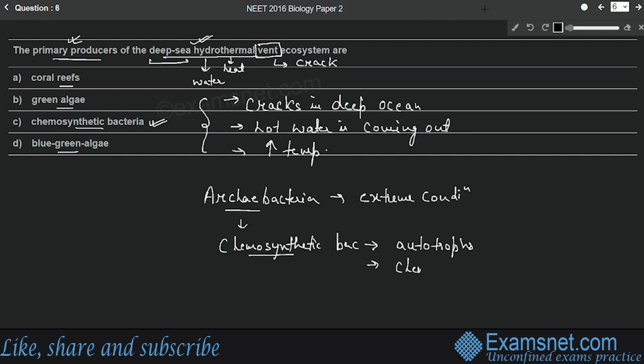Okay, chemical reactions. Therefore, these are known as chemosynthetic bacteria, because they use inorganic chemical reactions. So instead of oxygen, the product will contain sulfur compounds. The products are mostly sulfur compounds. Okay. For example, hydrogen sulfide. So the correct answer is option number C, chemosynthetic bacteria. They act as primary producers of the deep sea hydrothermal vent ecosystem.